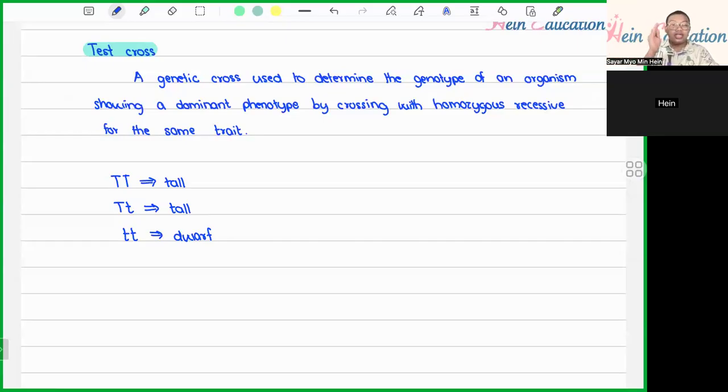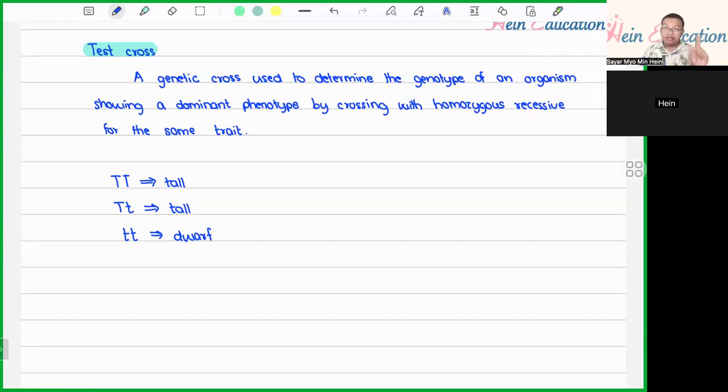But for the tall, which is a dominant phenotype, if we see one tall plant, we cannot be sure. We don't even know whether they are homozygous dominant or heterozygous. Do you get what I mean? So with tall plants, if you see one tall pea plant, you cannot straight away tell whether they are homozygous or heterozygous. But if we see one dwarf plant, we are 100% sure that it is homozygous recessive.